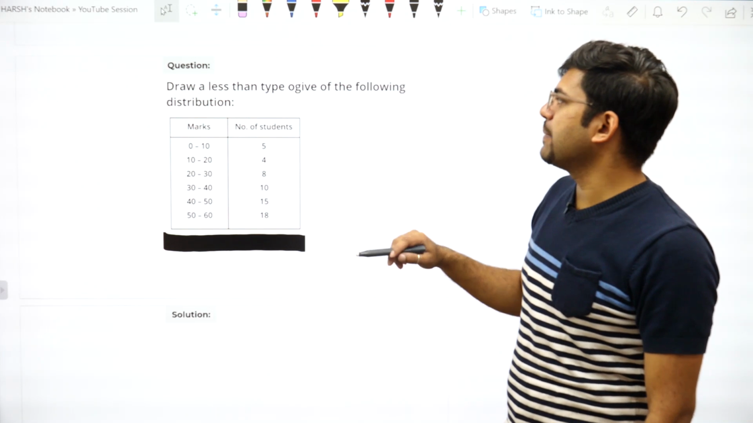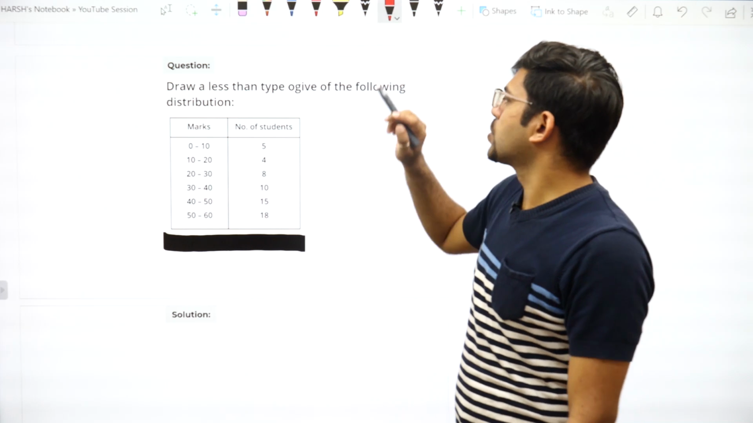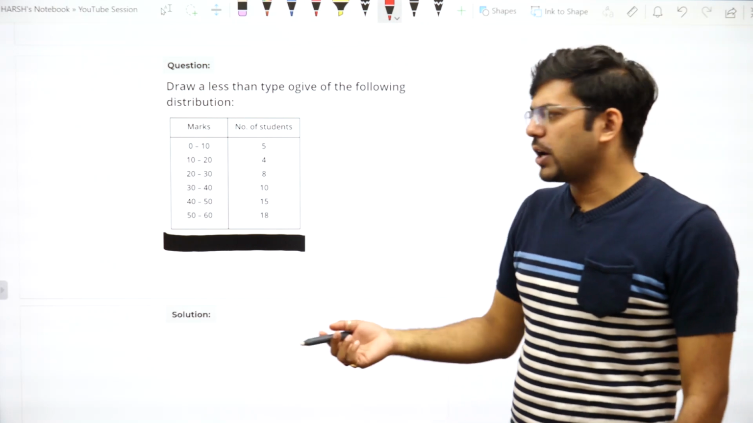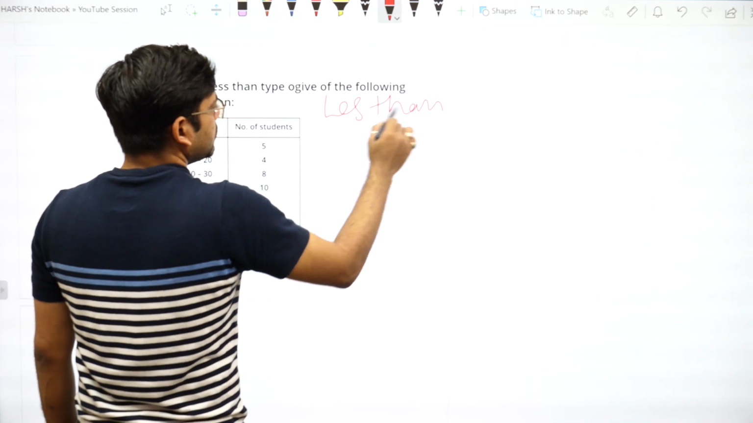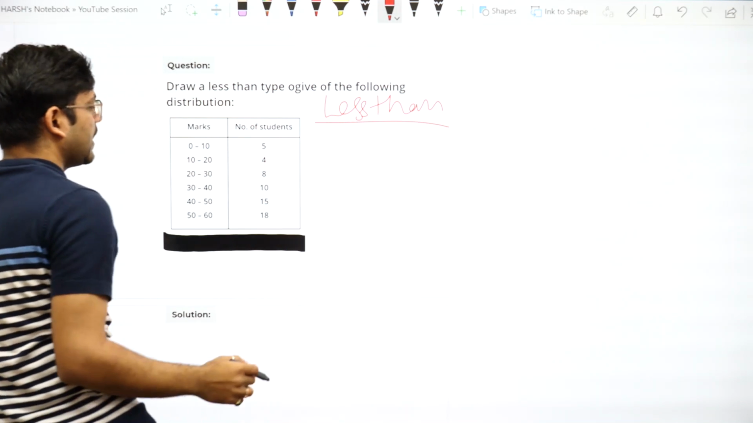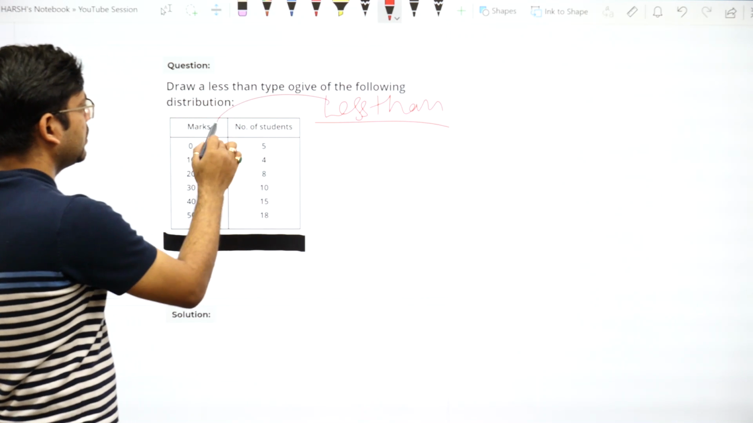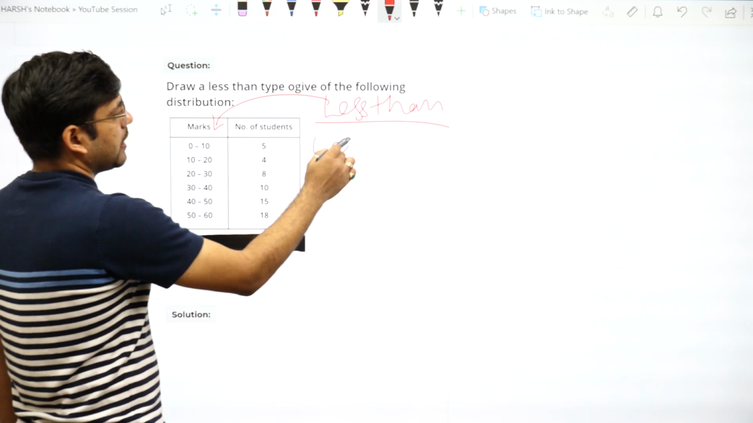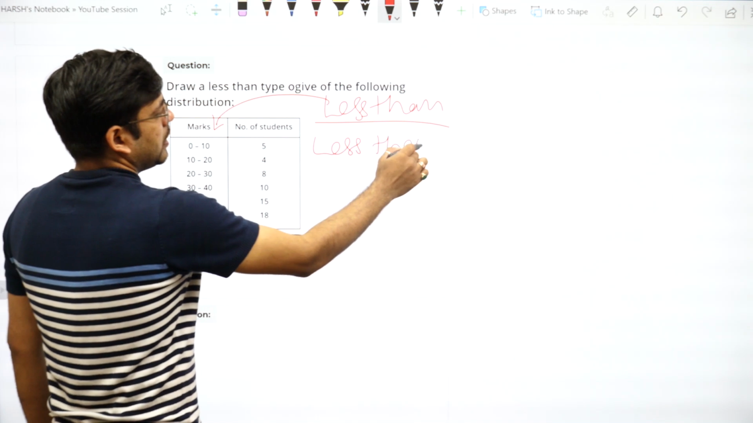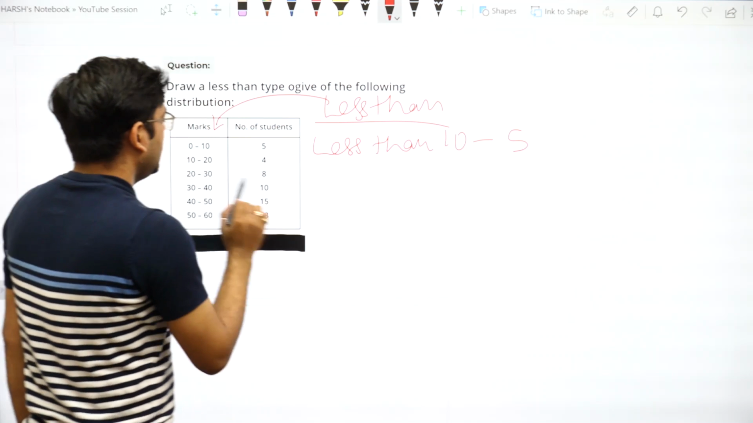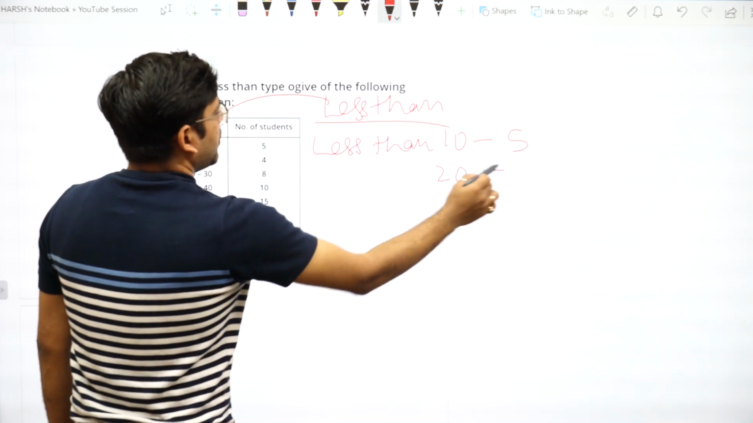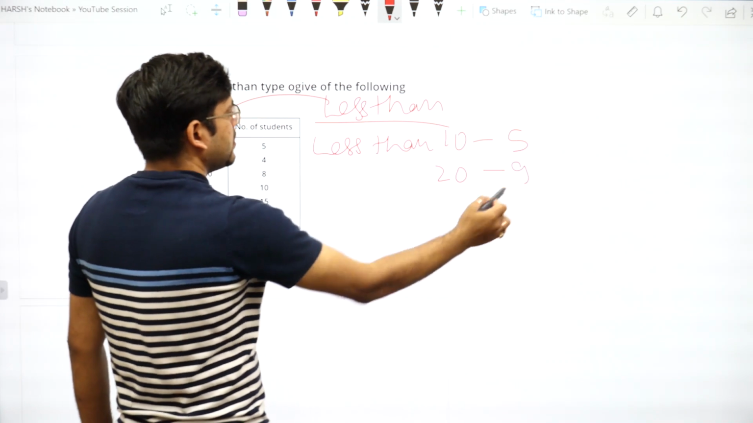Draw the less than type ogive of the following distribution. If this is a less than type, surely again very easy. I'll just write it down, less than. For the less than, you always take the upper limit. So I am writing here less than 10. Less than 10 is the first one, 5. Then less than 20, 5 plus 4, that is 9.